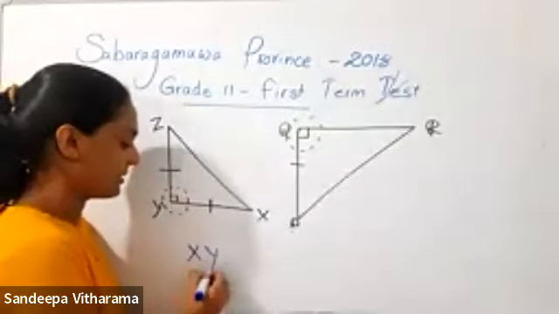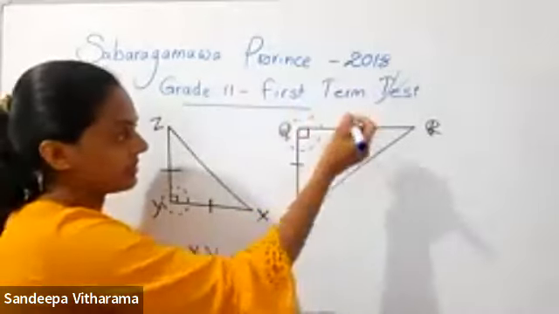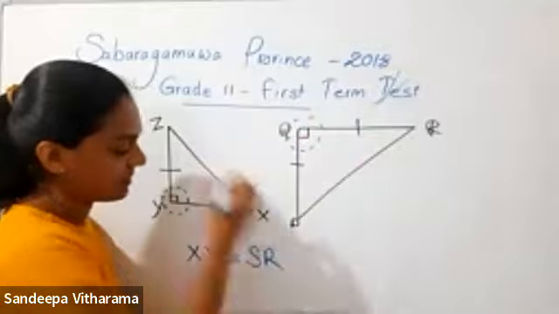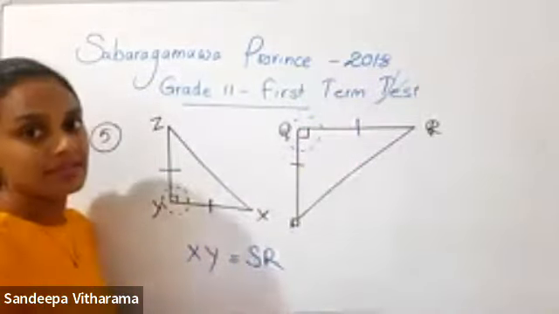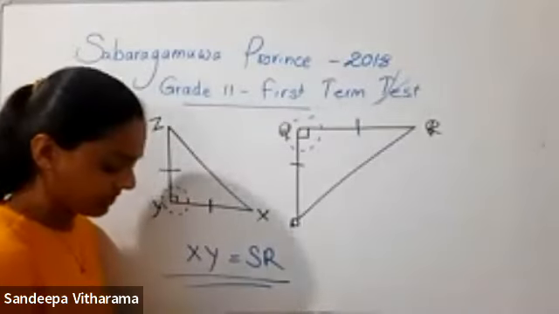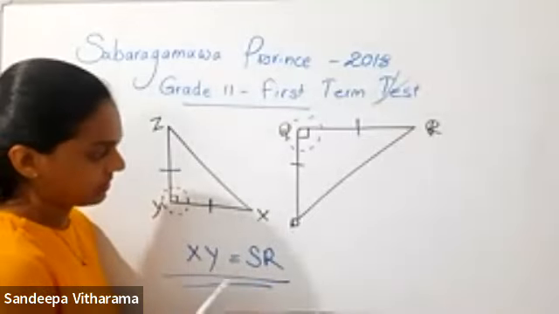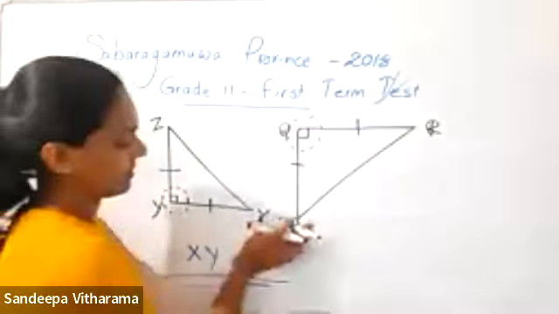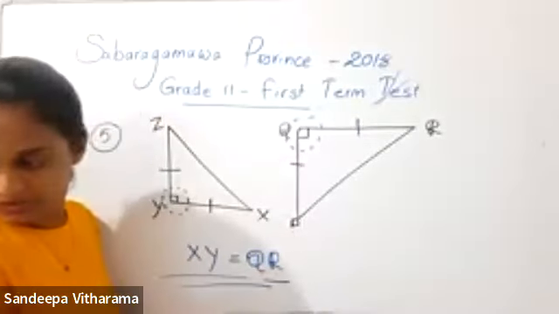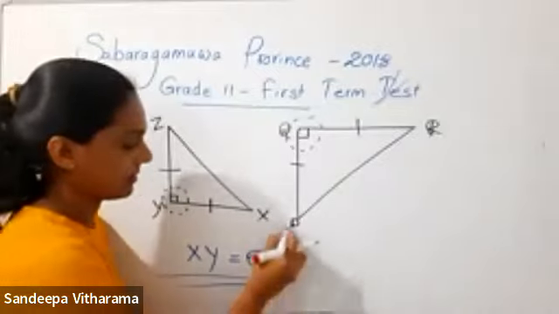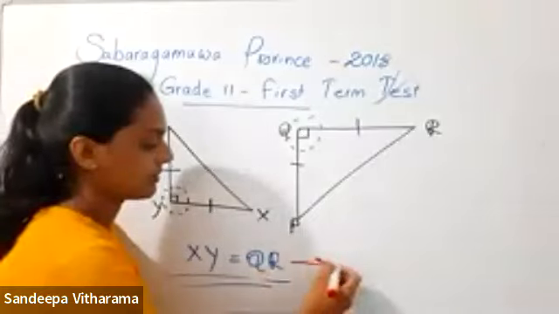XY should be equal to this one. Here is side angle side. Then R should be the other side. Then these two are congruent under SAS. Then for writing this one, you are given, oh sorry, here it is not SR. This should be QR. Then you are given 2 marks.